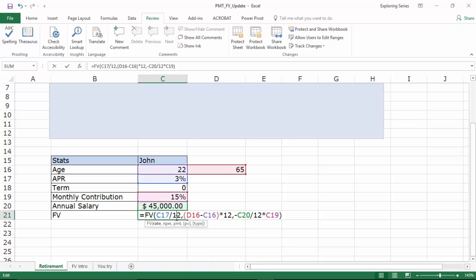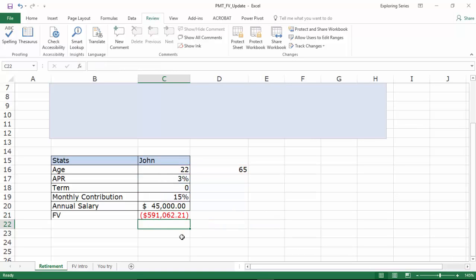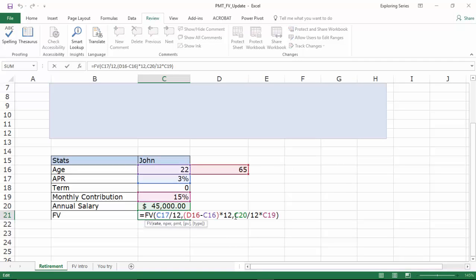Now, let's say that you're the bank. You're not the one making the investment. You're the one that's getting the investment, getting the loan. Well, that becomes a positive number, right? Every month, the bank is getting an inflow of cash. But at the end of over 30 years, they're going to have to give back 591.6221.